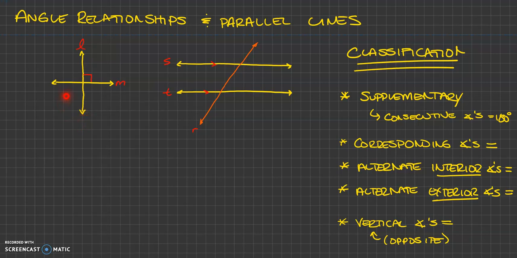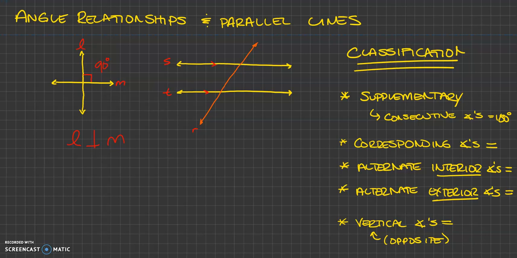I want you to look at this diagram right here. We have two lines, line L and line M, and you already know this. This little red box right here means that these lines are perpendicular. And so we could write that like this, that line L is perpendicular to M. That would be one way to write that. They form a 90-degree intersection. When they cross, the angle formed is 90 degrees.